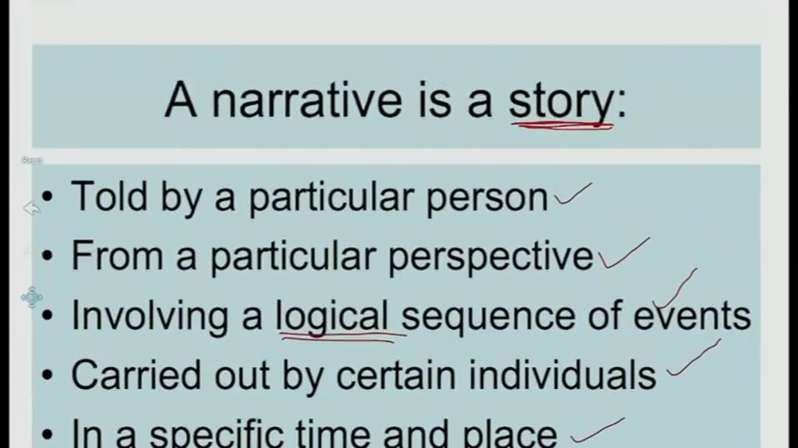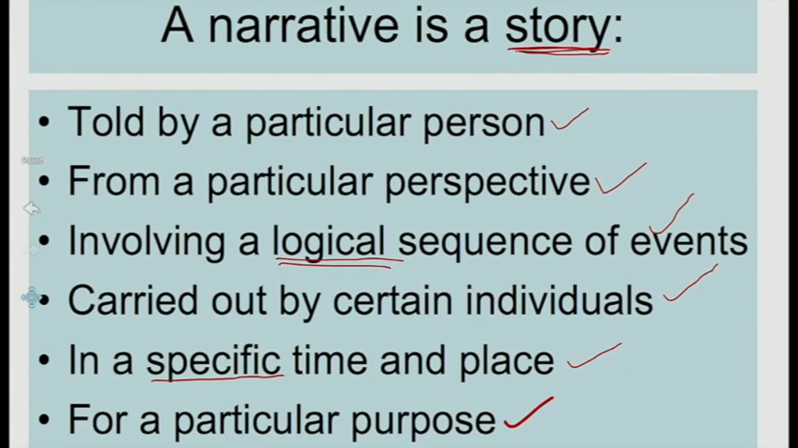So we go over it again. A narrative is a story told by a particular person from a particular perspective, involving a logical sequence of events carried out by certain individuals in a specific time and place for a particular purpose. All right, let's now try to dissect this and look at each and every one of these points. When you say that it is told by a particular person, who is that particular person? And then from a particular perspective, which are the different perspectives that you can tell the story from, and then the logical sequence and everything. Each of these points, let's just look at them closely now.